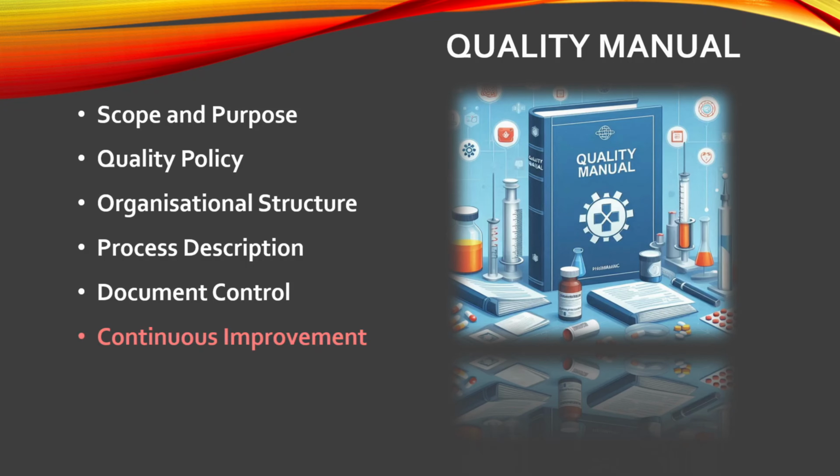Next up, continuous improvement. The Quality Manual emphasizes the importance of continuous improvement and describes how the organization monitors performance, identifies areas for improvement, and implements changes to enhance quality.